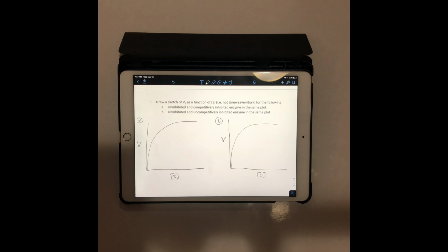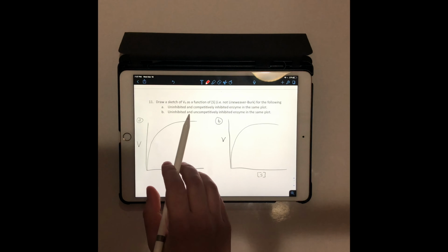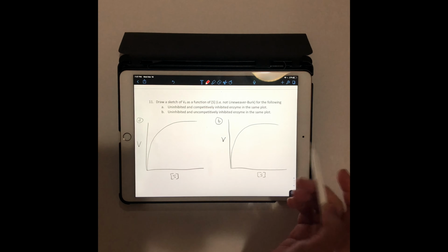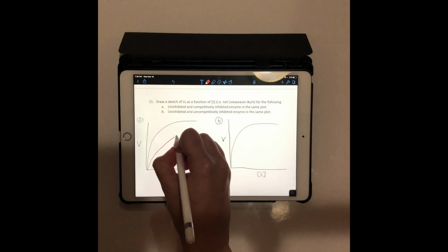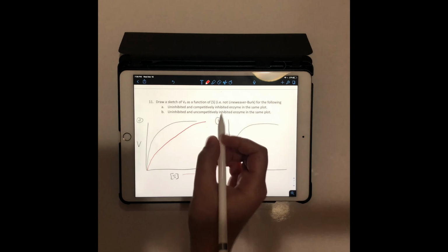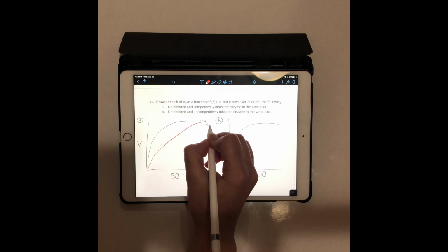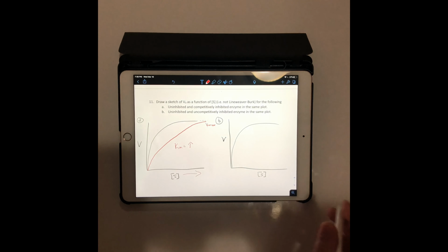Question 11 asks us to draw a sketch of the velocity as a function of substrate concentration curves, so Michaelis-Menten curves for each situation. I've already drawn the uninhibited versions of each enzyme here. So we'll now do, for A, it's asking for the competitively inhibited enzyme. So for the competitive inhibitor, we know that our Km will increase and our Vmax will stay the same. So eventually at a very high concentration of substrate, the Vmax will stay the same as the original, but our Km will increase. Okay.